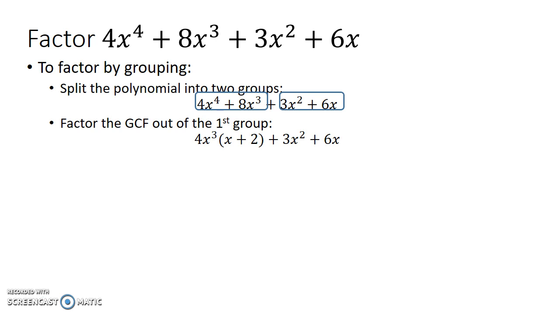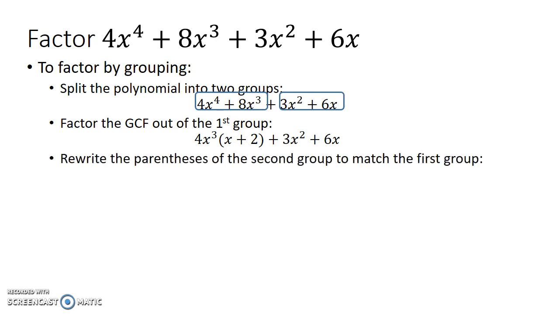The next step is a little unusual, but bear with me. You'll see why we do this in the next example. You're going to rewrite the second group this time, but the only thing you're concerned with is making sure that what goes inside the parentheses matches. It has to match. So in this case, that gives us 4x to the third times x plus 2, plus something times x plus 2.